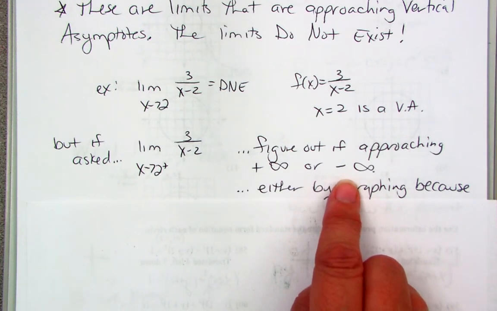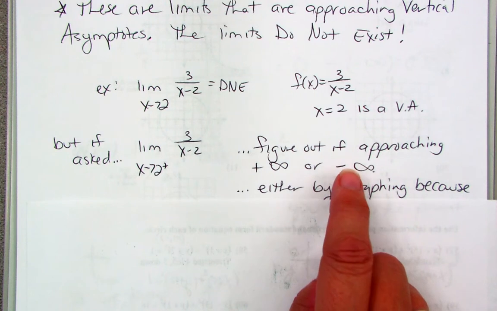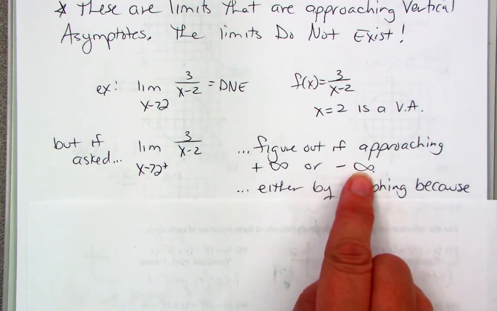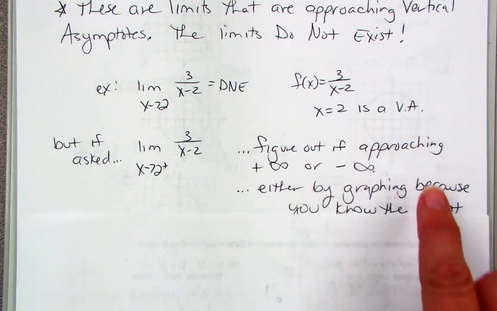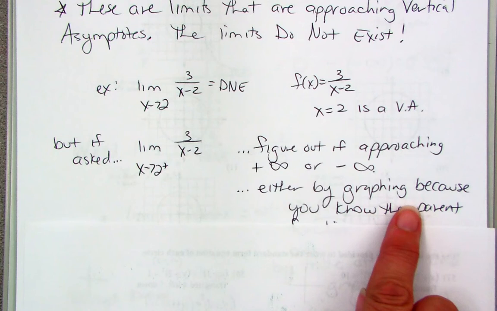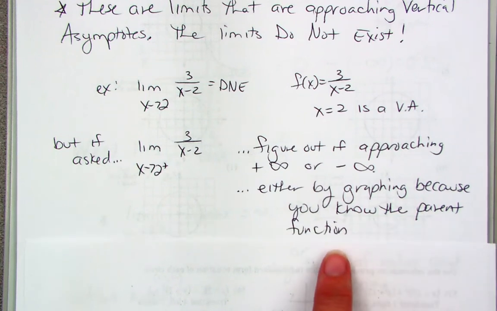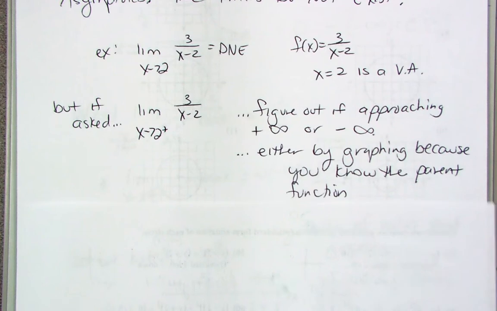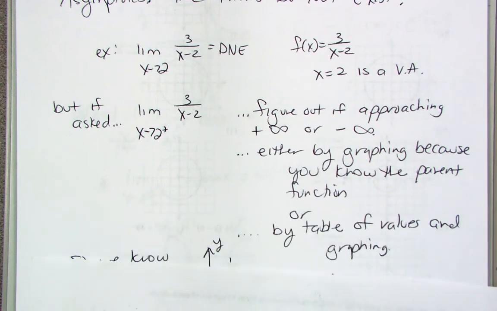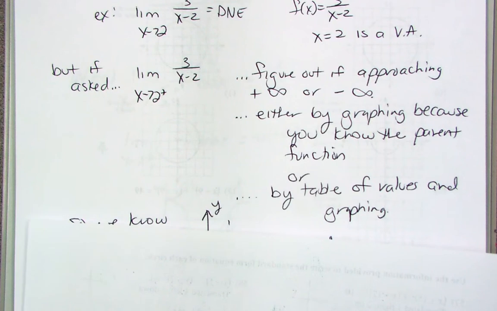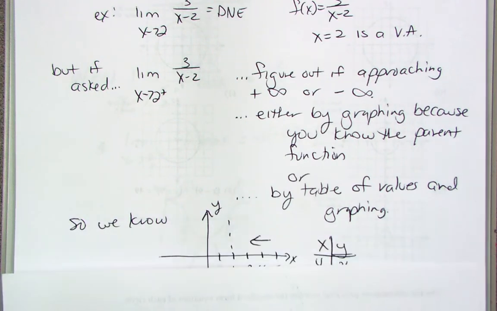It still does not exist. But they want you to tell the reader that at least you understand that it's approaching a positive or a negative infinity. So you need to figure that out. And how are you going to do that? You're either going to do it by graphing, because you know the parent function and you can determine from the right or from the left. Or you're going to do it by a table of values to determine if it's going to positive or negative infinity.